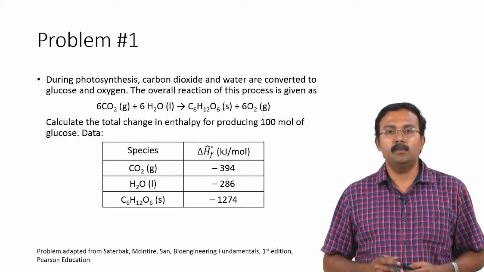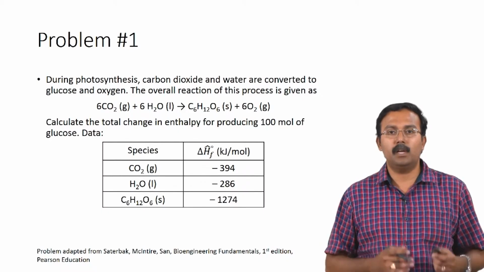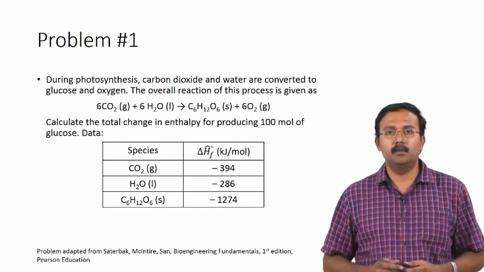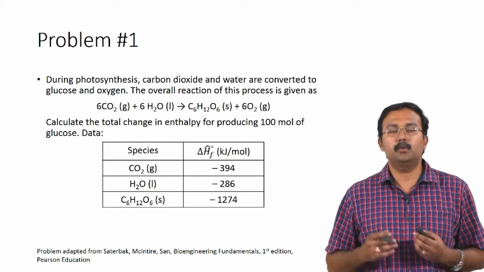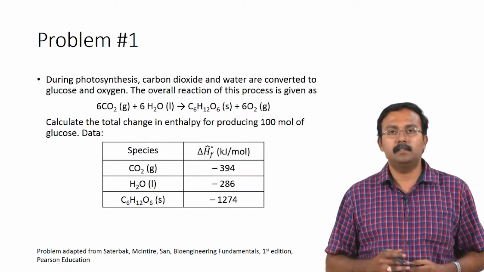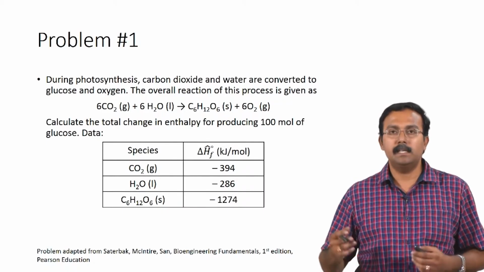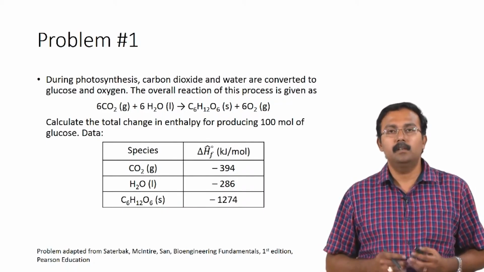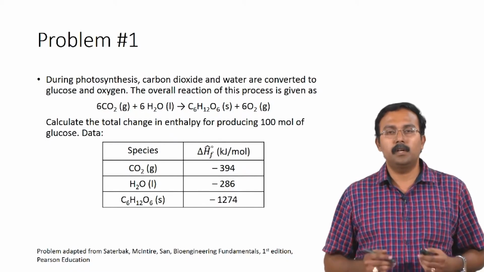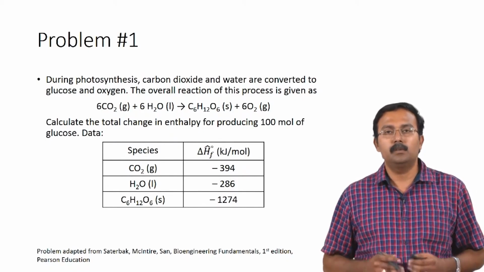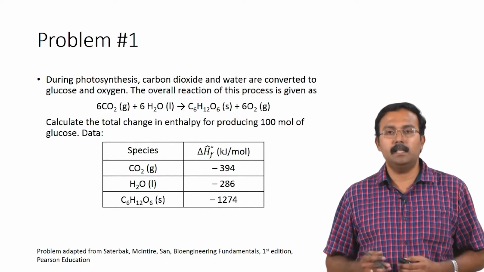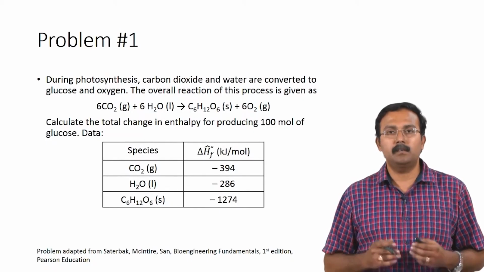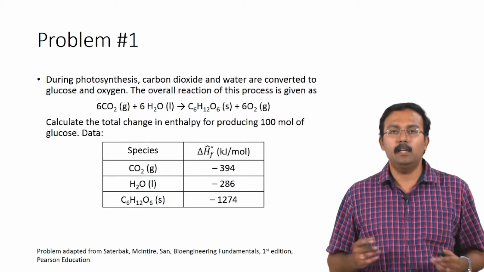The data given to you is the heat of formation for carbon dioxide, water and glucose. So, you have not been given a heat of formation for oxygen because that would be 0. Oxygen gas is the elemental component present in its native state, which would mean the heat of formation for this particular component would be 0. So, we have these heats of formation and we have to calculate the total change in enthalpy for producing 100 moles of glucose.